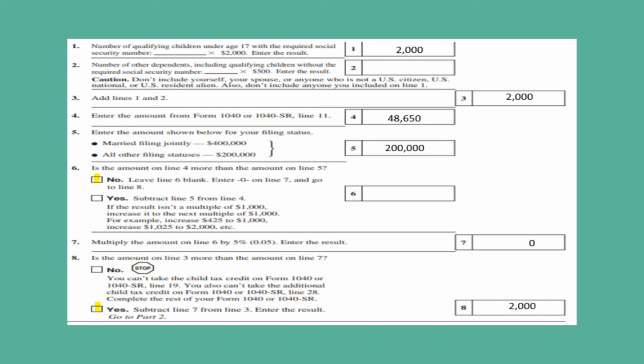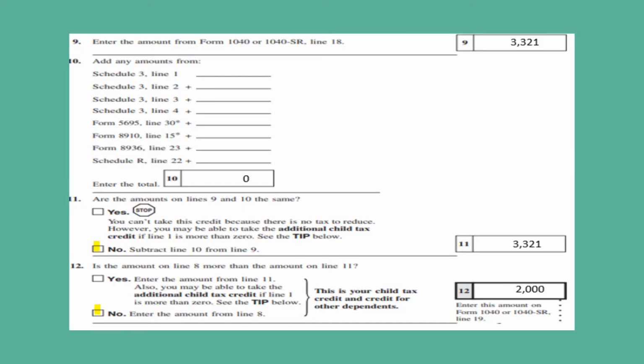Put your adjusted gross income of $48,650 on line 4. Put $200,000 on line 5 as it instructs. Line 6 will be left blank and line 7 will be 0 as line 5 is more than line 4. Subtract line 7 from line 3 to arrive at $2,000 on line 8. On line 9, put your tax of $3,321. Line 10 will be 0, as you don't have any amounts from those schedules.